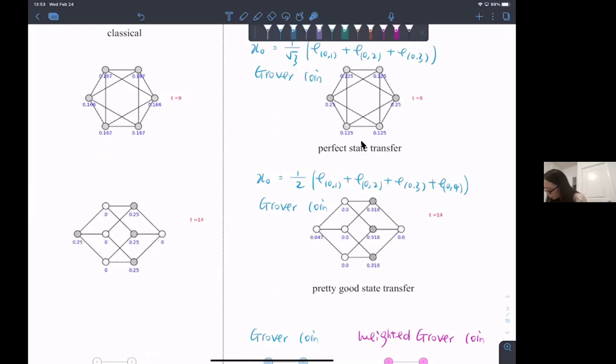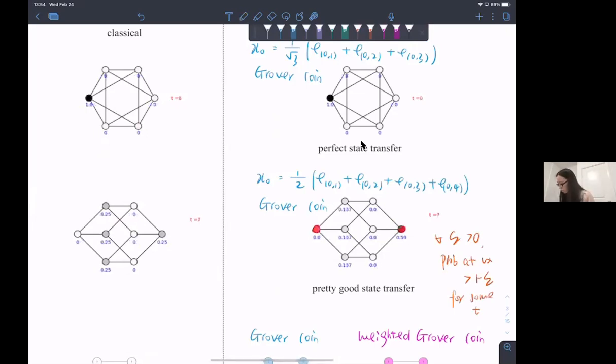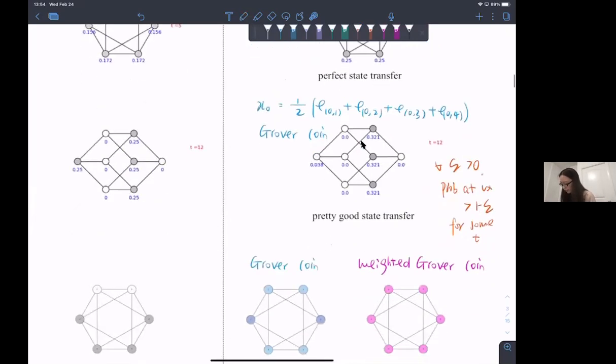I'm going to write, we'll stop here. For every epsilon greater than 0, the probability at a vertex is greater than 1 minus epsilon for some time t. So that means you can go from one point to another point with high probability.